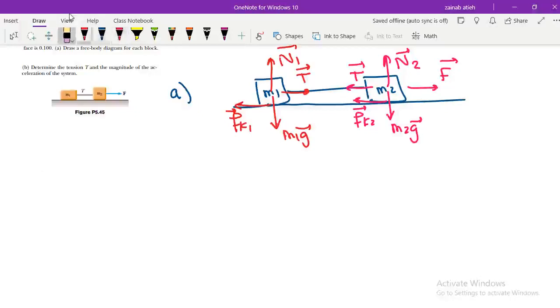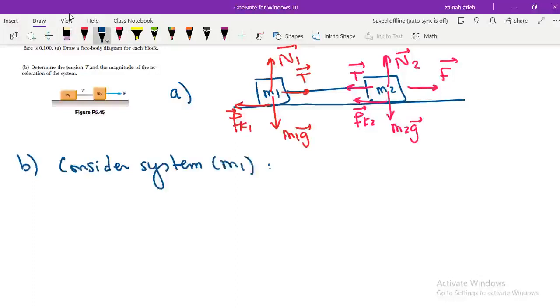This is part B. Consider system M1 and let's apply Newton's second law. We have N1, we have tension, we have weight, and we have kinetic friction, which are all equal to M1A.